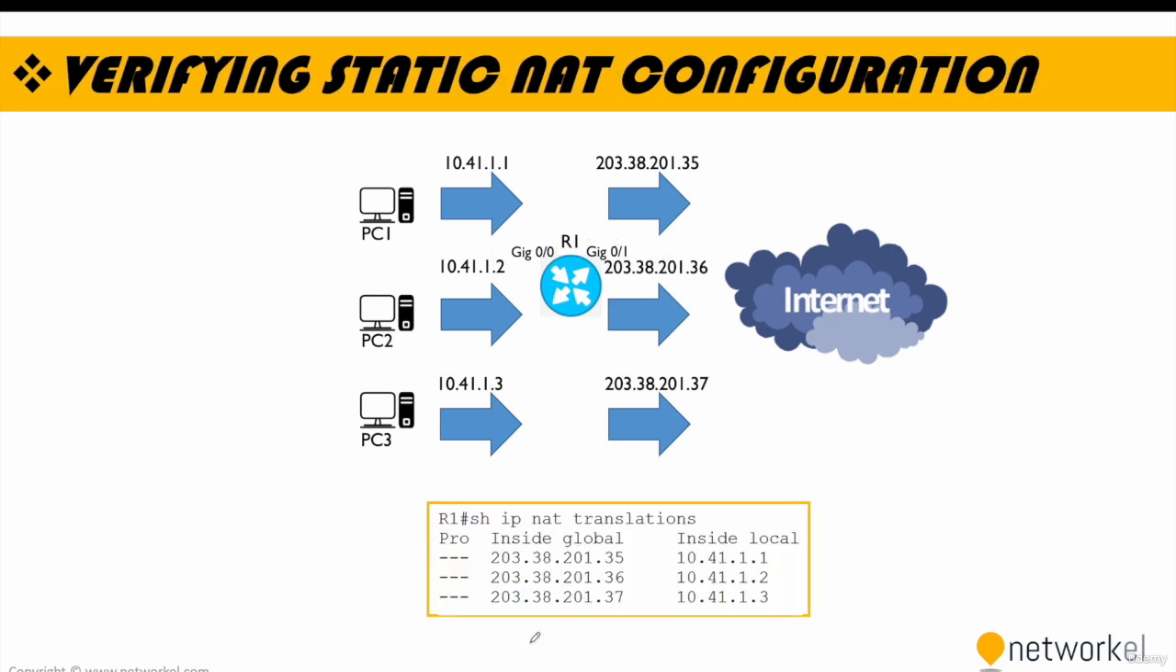How can I verify it? Show ip nat translations. It will show you whichever IP address you are using as inside local and whichever IP address is being used as inside global. It will show you the mapping, and you can verify if the mapping looks correct or not.